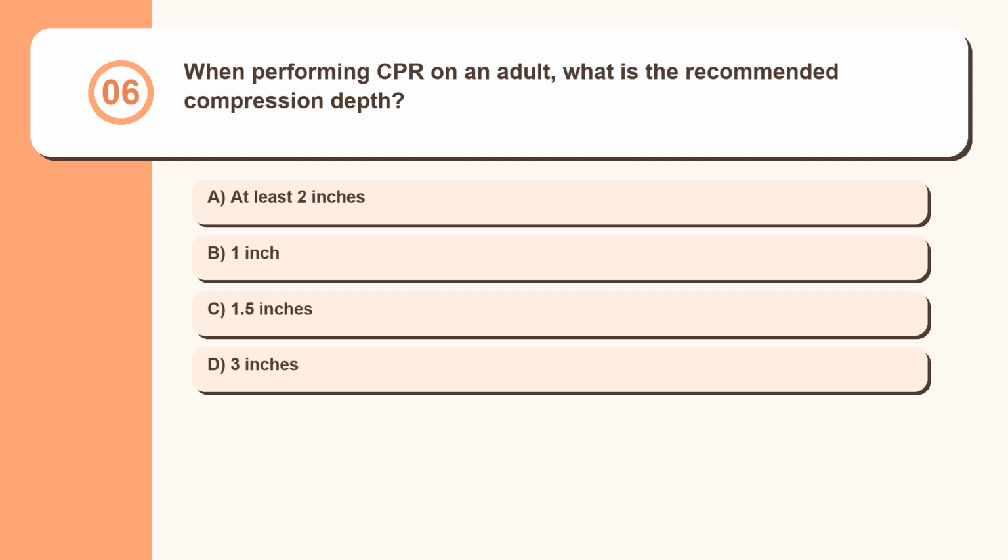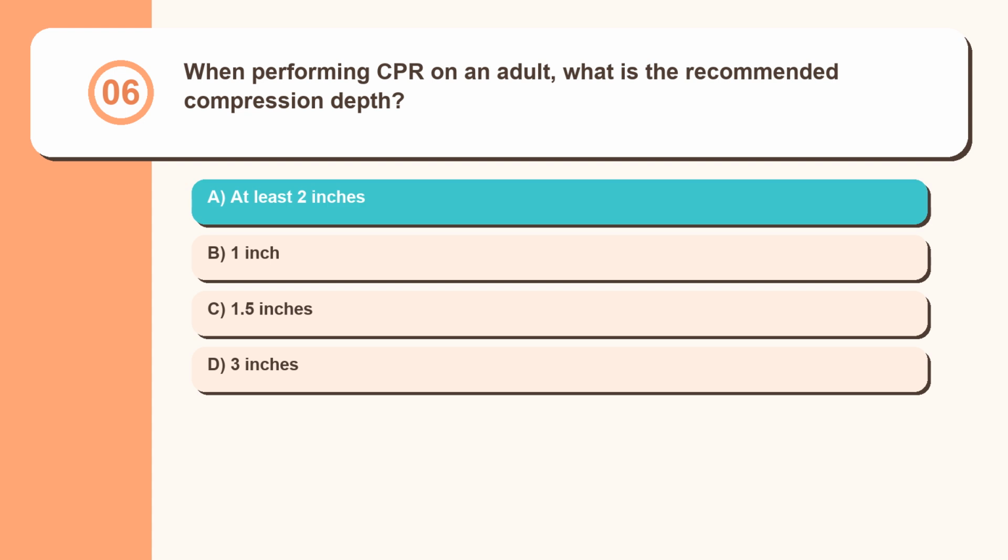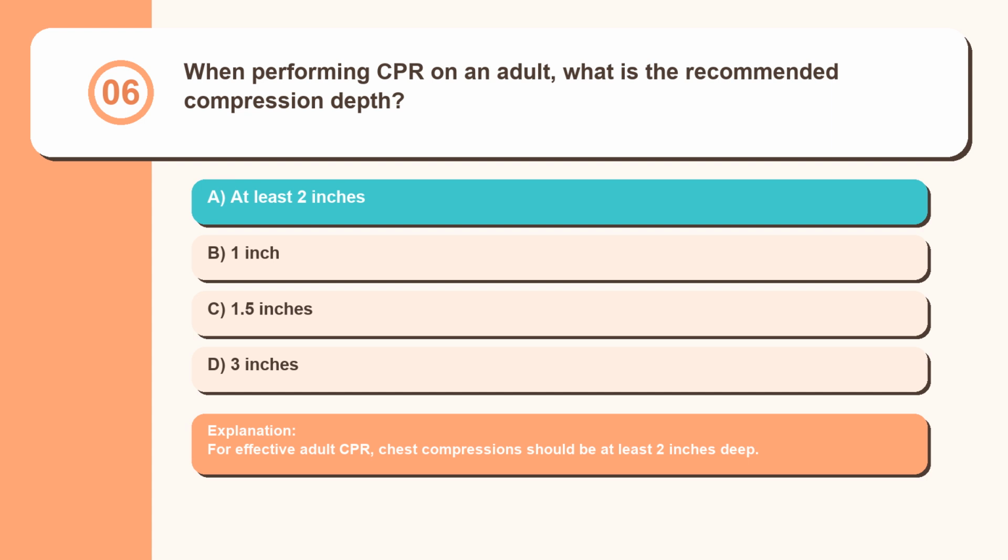Question 6. When performing CPR on an adult, what is the recommended compression depth? At least 2 inches, 1 inch, 1.5 inches, 3 inches. For effective adult CPR, chest compressions should be at least 2 inches deep.